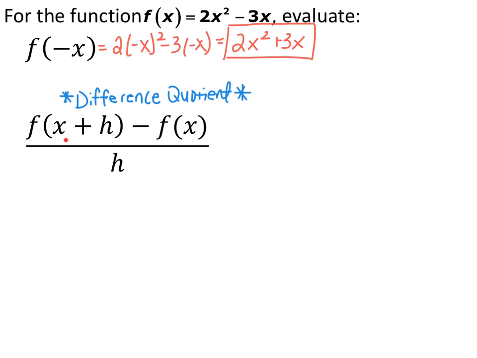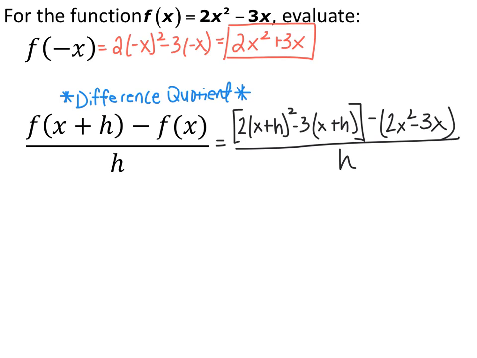So this first one says f of x plus h. Anytime you see something inside function notation, that means you replace every x with that, and then you're going to just subtract f of x from it. So every time I saw an x in the original function, I replaced it with an x plus h, so 2 times x plus h quantity squared minus 3 times x plus h, so that's just the f of x plus h part. Then I'm going to subtract the original function back off.